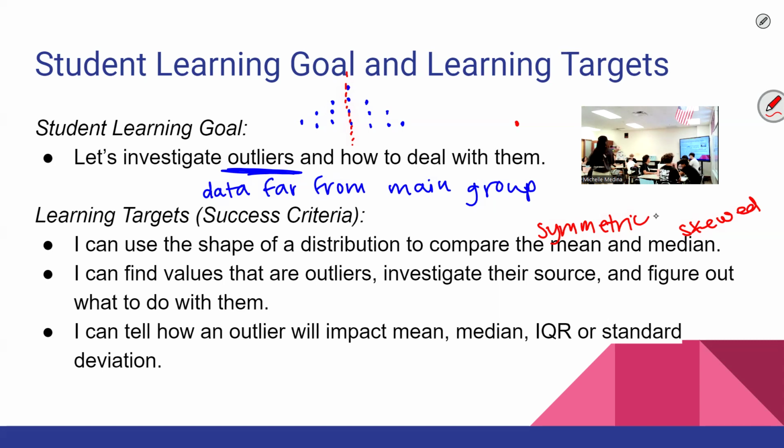Okay, so that's what we were talking about. That's where the median would be better than the mean if the data is skewed, if there's an outlier. If you didn't quite understand that, you'll see it in the next lesson, so hopefully that makes more sense soon.